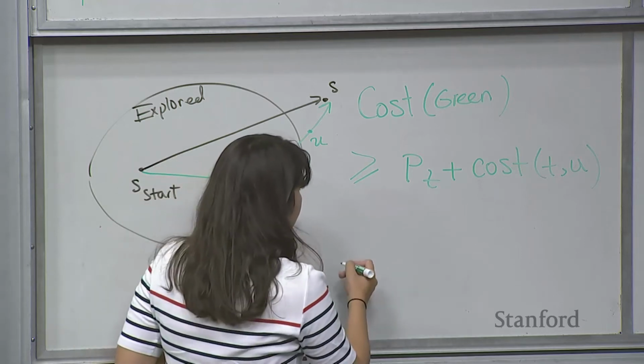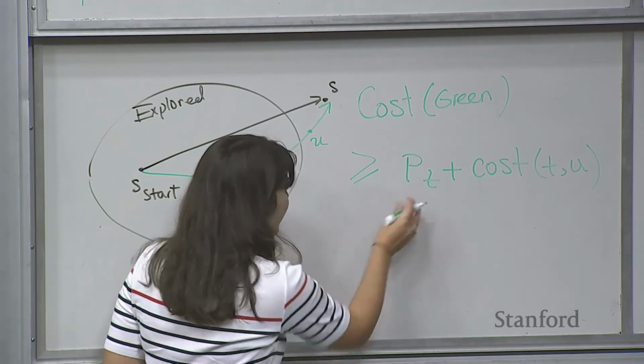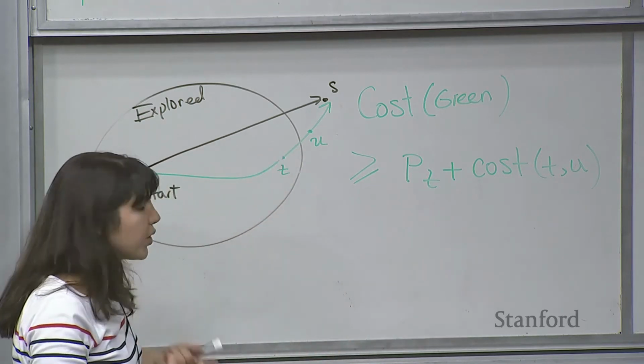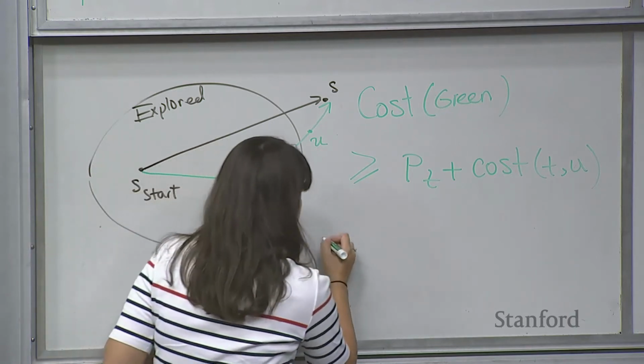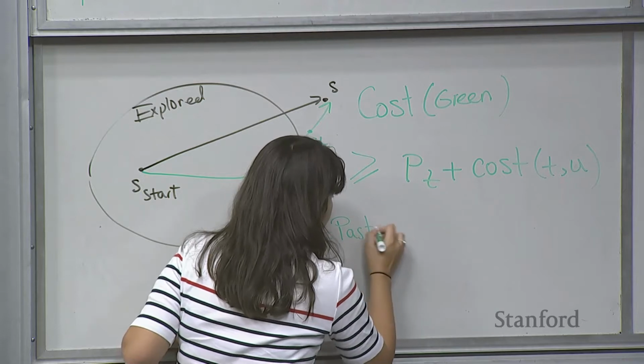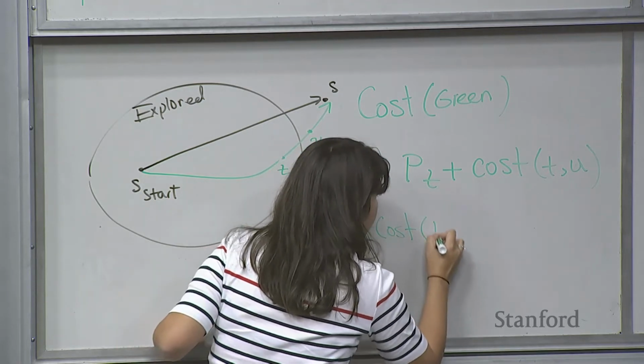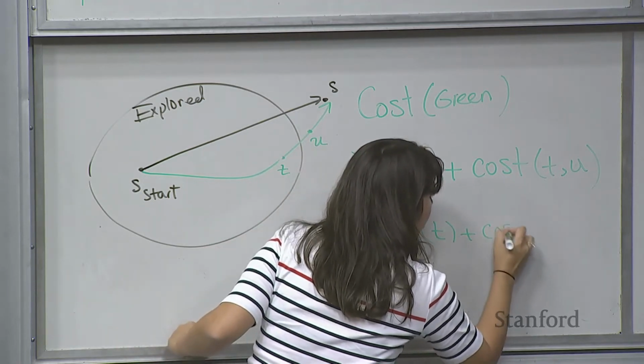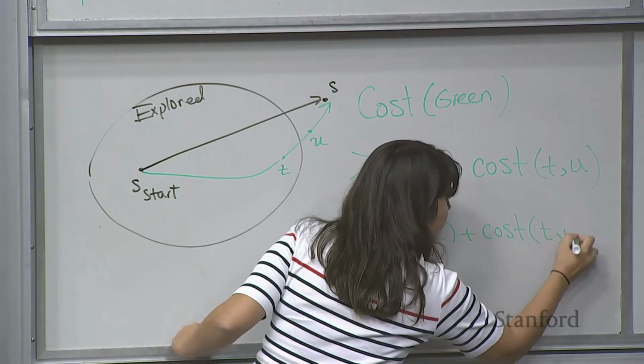Well, what is that equal to? Priority is just a number that you're getting off the priority queue. So that is actually equal to the past cost of T plus the cost of T to U.